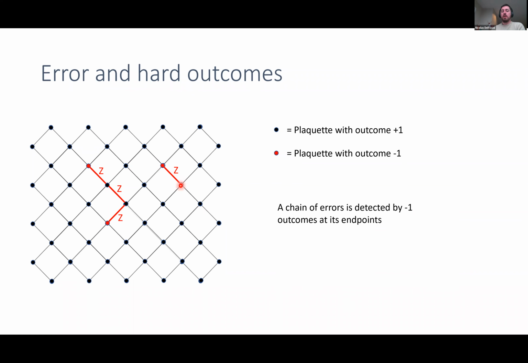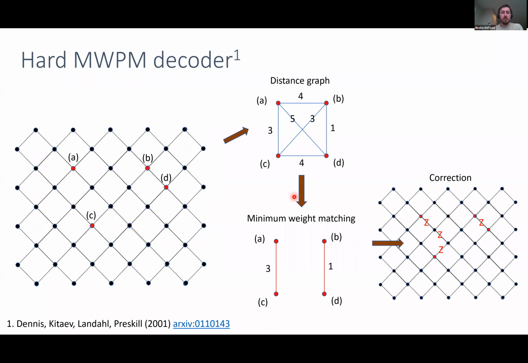If we have a soft outcome, we will have a soft outcome on the nodes. When we have a chain, a path of errors, we also detect the two endpoints of the path. And the goal is to correct this error configuration given the plaquette outcomes only. How do we do that? I'm going to briefly review the hard minimum weight matching decoder, which is from Dennis, Kitaev, Landahl, and Preskill.